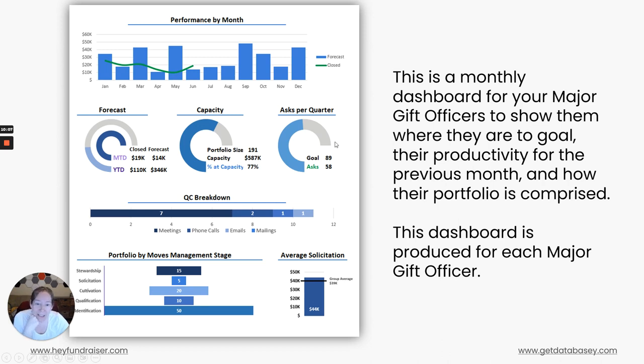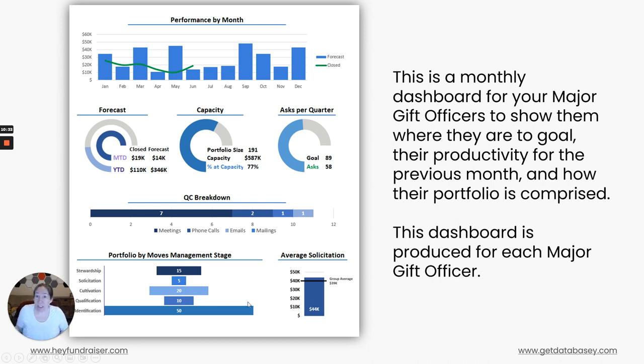Okay, so how many asks have been made toward goal? We've also got the QC, the quality contact. So these are substantive actions that your fundraisers are taking. So you can see how many meetings, how many phone calls, how many emails. Then you've got Susie's portfolio and where are her prospects by moves management stage.